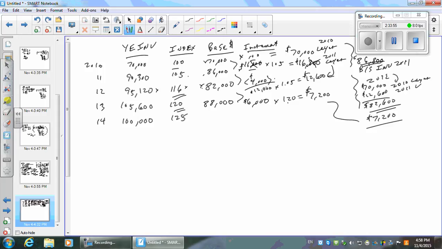So now I've got these two layers, 2010, 2011. What layer is this? 2013. What's the 2012 layer? There is not one, right? So the year end would still be 82,600. No, I'd just add 7,200. I mean, for the year end for 2012, that is what it is. This was 2012.